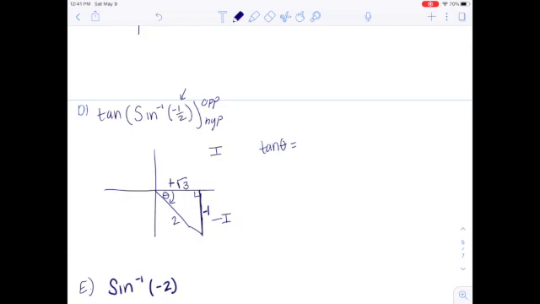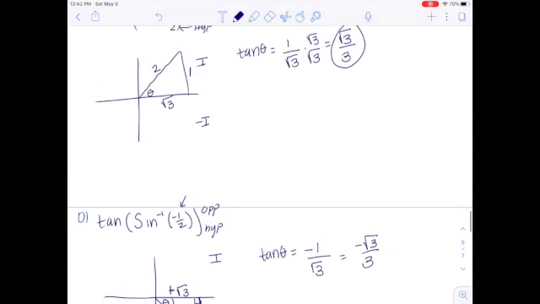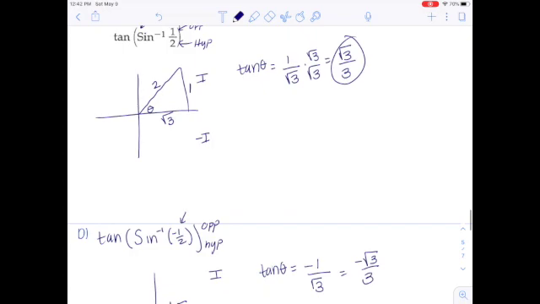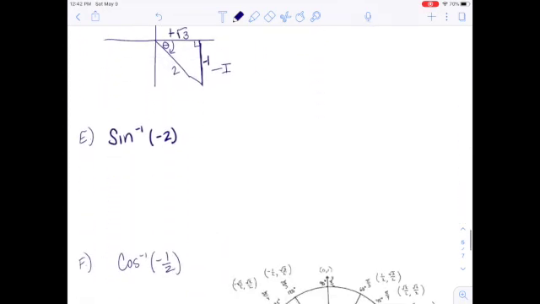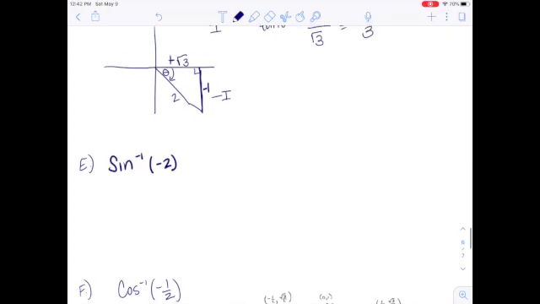And now tangent of theta would just be your opposite, -1, over your adjacent, square root of 3. And rationalize, that would be negative square root of 3 over 3. So the signs matter here. Make sure you're checking your signs as you go. They can be little tricksters.